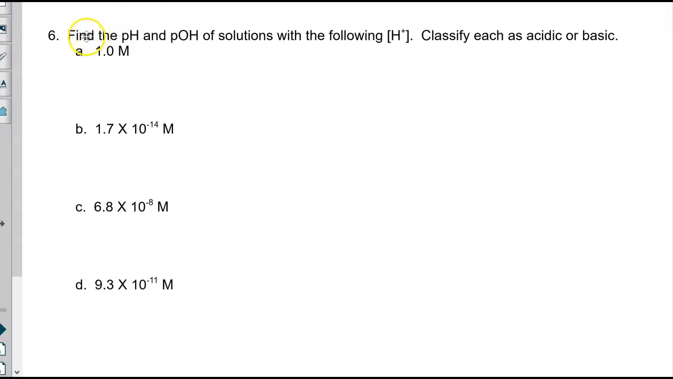Here I've just copied and pasted example 6. It says find the pH and the pOH of solutions with the following H+. Classify each as acidic or basic. All of these values, A, B, C, and D, are 4 separate calculations that you'll do. For each of these 4, you will calculate the pH and the pOH and then tell me if it's acidic or basic. It would be very helpful to you if you can justify how.